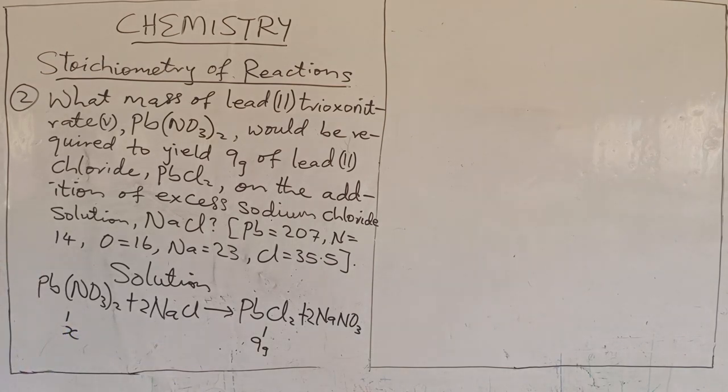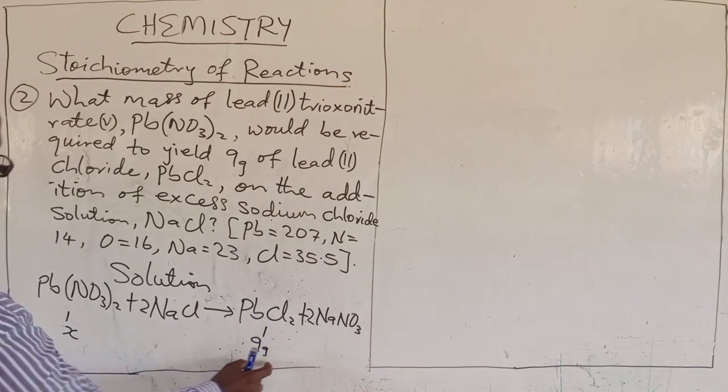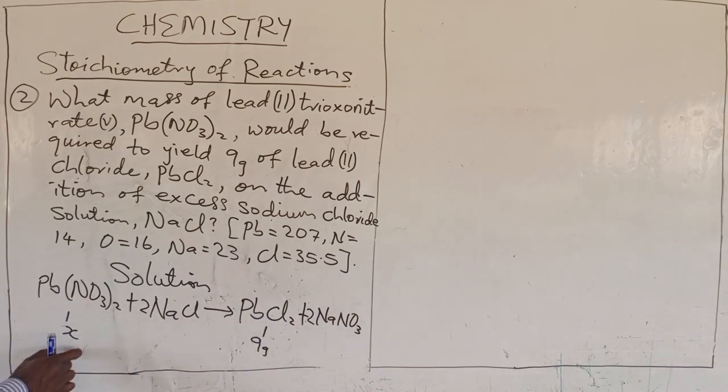So from that, for you to be able to get the answer, calculate the molar mass of this, and calculate the molar mass of this, and then cross multiply them, find your X. So now, let me calculate the molar mass of this.